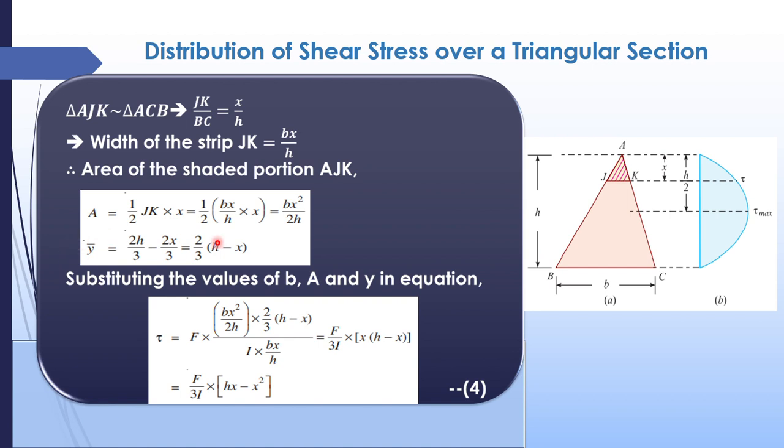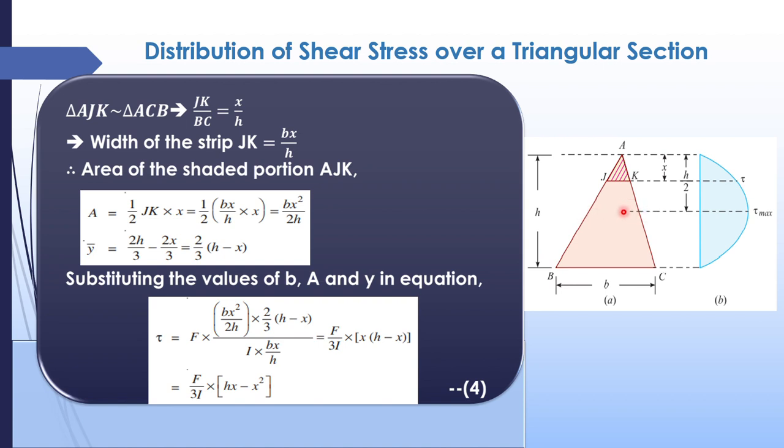Now what is y bar? Y bar is the distance between the neutral axis of this particular rectangle and the neutral axis, the centroid, of this strip. What is the center of gravity of this triangle? The neutral axis of this triangle lies at 2h by 3 from the top, h by 3 from the bottom. So at some point here it will be the neutral axis of the strip.